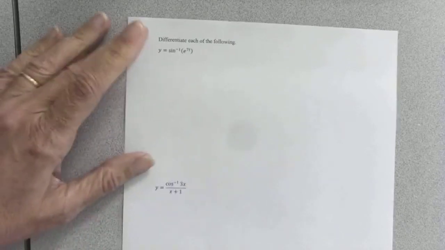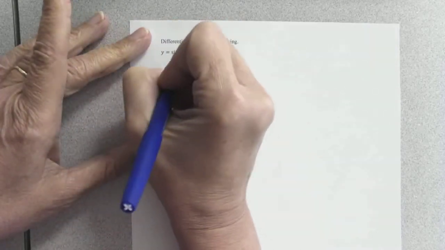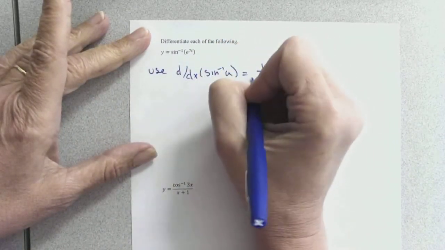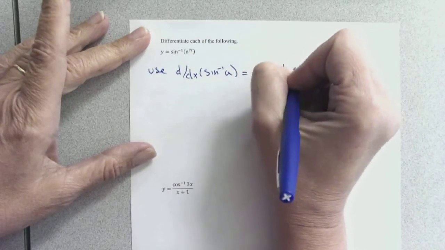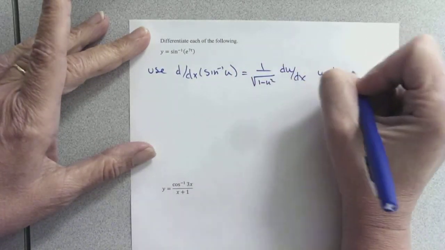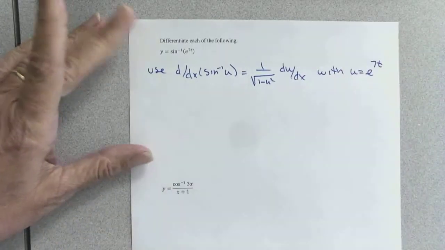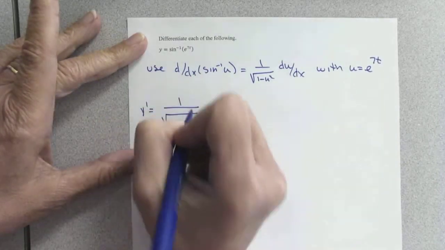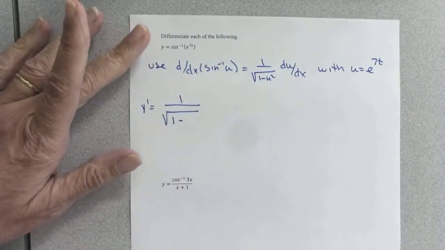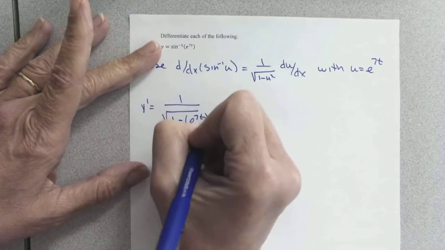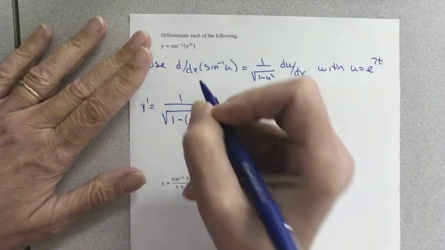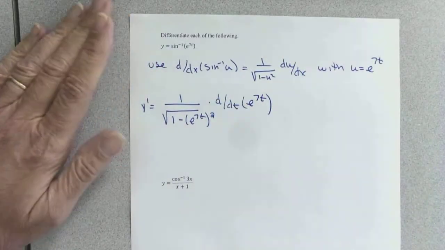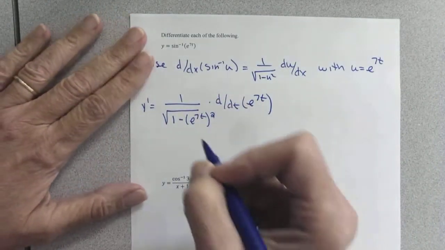So sine inverse of e to the 7t. We are going to use that the derivative of sine inverse of u is 1 over the square root of 1 minus u squared times du dx, with in this case u equal e to the 7t. So y prime, I just start with that formula. 1 over the square root of 1 minus u squared, but u in this case is e to the 7t, then du dx, or in this case dt, the derivative of e to the 7t.